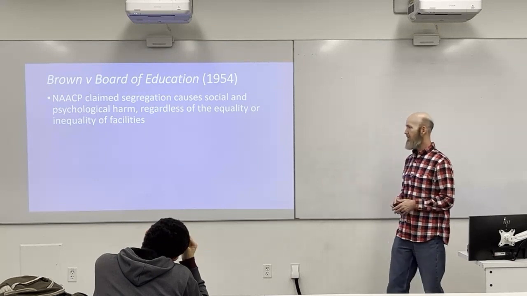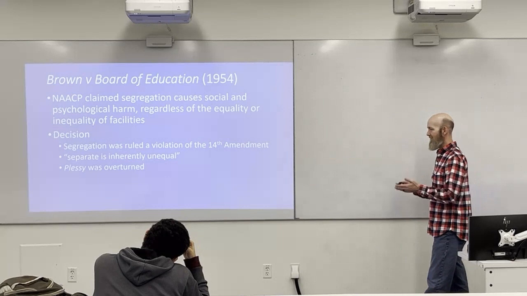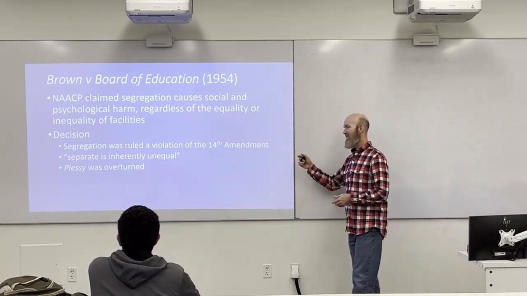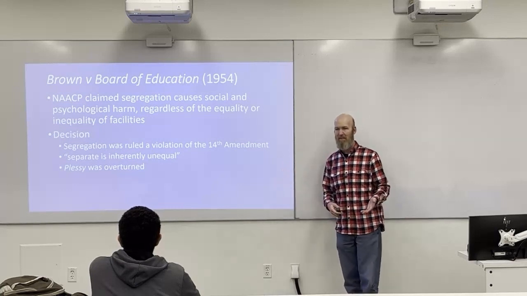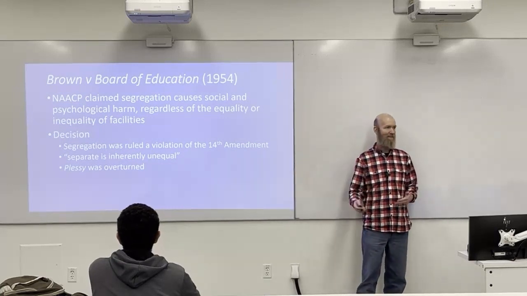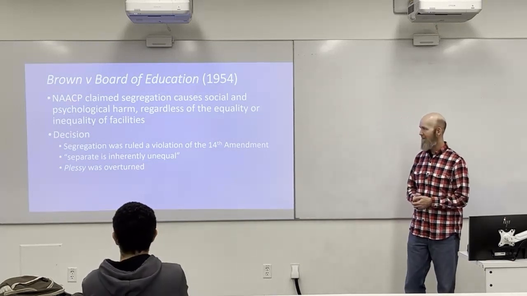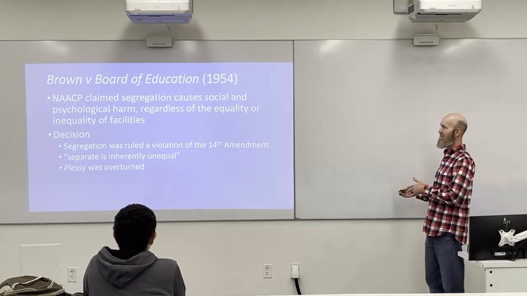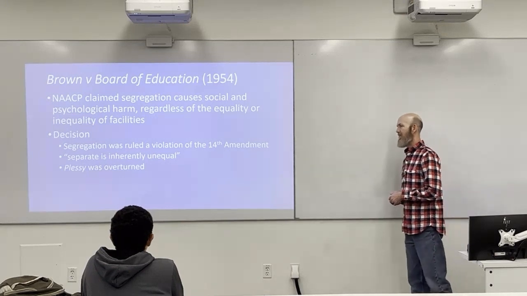So this goes to the Supreme Court, and the Supreme Court decided that segregation was a violation of the 14th Amendment. And they said that separate is inherently unequal. So therefore, Plessy was overturned. Plessy is no longer the law. It was overturned by Brown v. Board of Education, and now segregation is illegal. So those are three court cases regarding black Americans that you need to know.